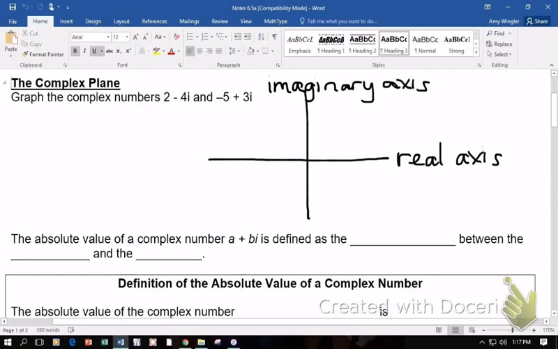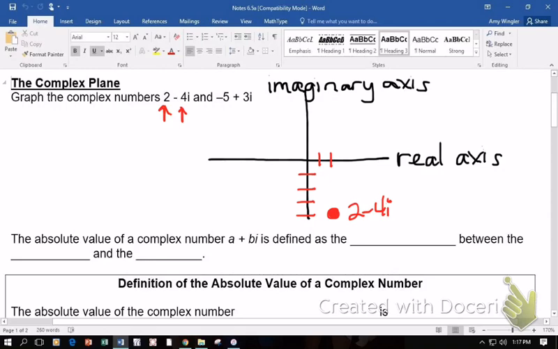We know a complex number has a real part and it has an imaginary part. If the real part's 2, you're going to go right 2. If the imaginary part is negative 4i, you're going to go down 4 on the imaginary axis. So right 2 and down 4, that point 2 minus 4i would be plotted in quadrant 4.